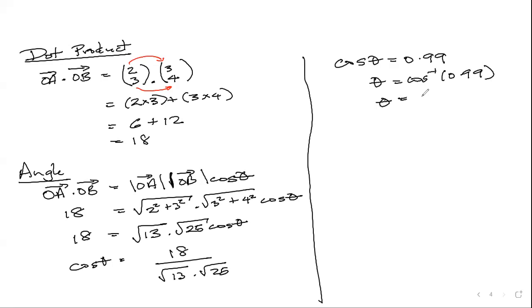All right. Sir, what should the calculator be in? Degrees. I said what it is in degrees. If you use 0.99, you get 8.1. But if you use 0.998, the figure is 0.99846, so we get 3.62. All right, close to zero. All right, so that is the relationship for finding the angle.